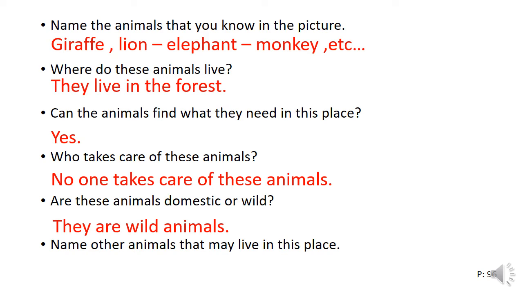The last question. Name other animals that may live inside this forest. I think we have tiger, snake, any animal. Can you help me to know more? Yes, you can know. So, we have tiger, zebra, snake, fox, or other animals, etc.